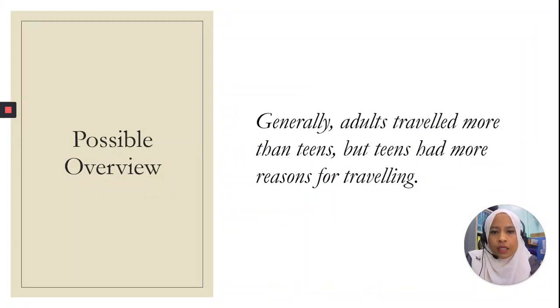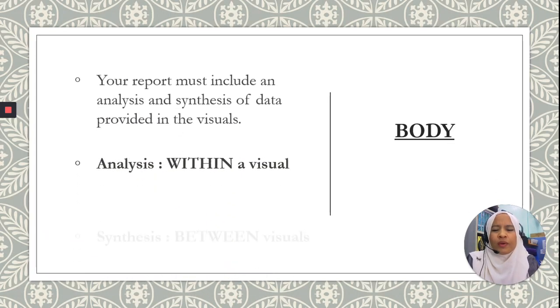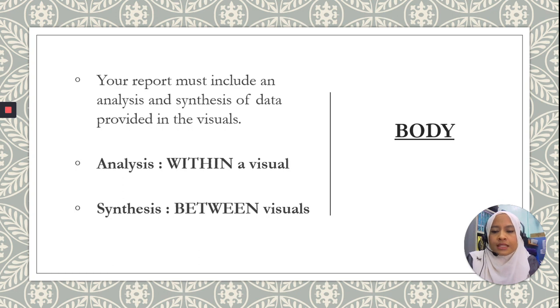Okay, so what you do is you look at where both visuals meet in the middle. Okay, this is the possible overview. Now, writing the body requires you to give the analysis and the synthesis.